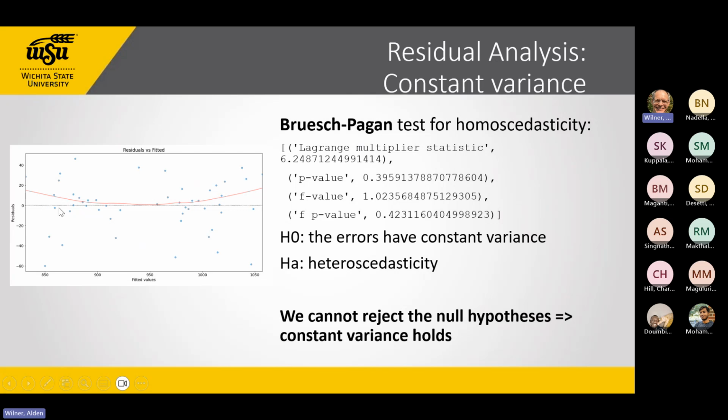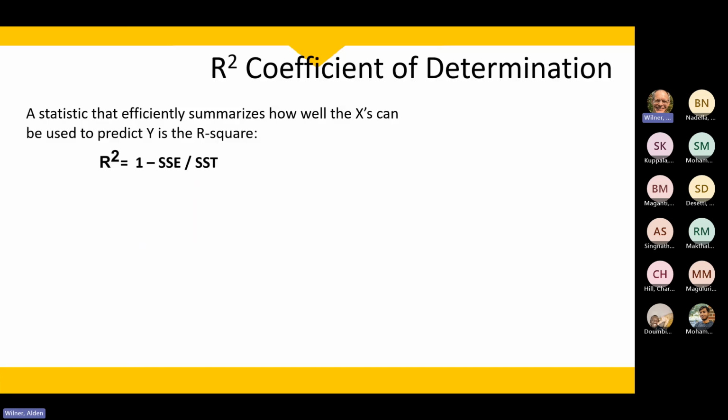But it's not far enough away for the p-value to be significant, right? So we don't reject the null hypothesis; we assume constant variance holds. So we can't just eyeball these things. We have to actually look at the numbers, right?